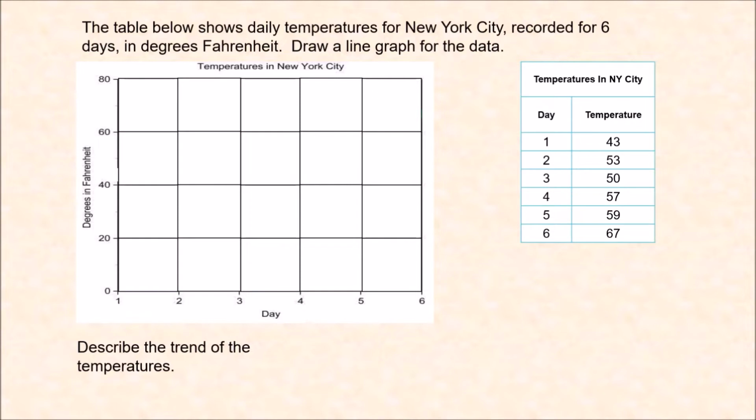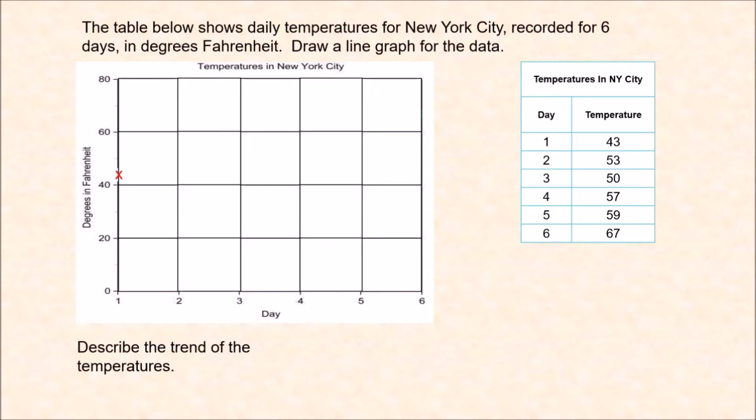So for this example, the table shows the daily temperature for New York City recorded for 6 days in degrees Fahrenheit. So let's draw a line graph for the data. The x-axis is the days and the y-axis will be the degrees Fahrenheit. For the first day, day 1, the temperature is 43. That gives us the point (1, 43).